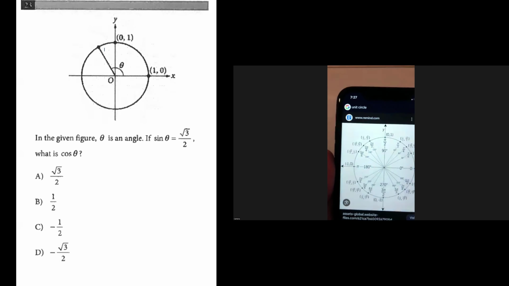Okay, so for question 23, we're given essentially a circle, and we're asked theta is an angle. If sine theta is √3/2, what is cosine theta? Well, for this question, it's mostly just memorization. As you can see, the radius of this circle is 1, and typically, if you've taken pre-calc, you know that this is a unit circle.